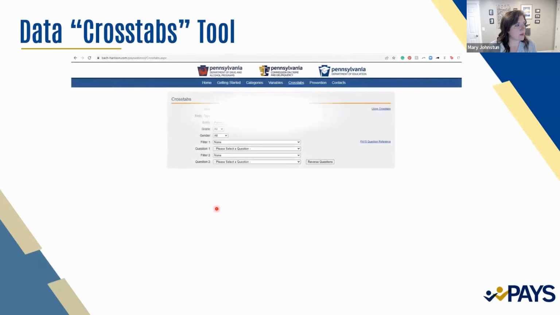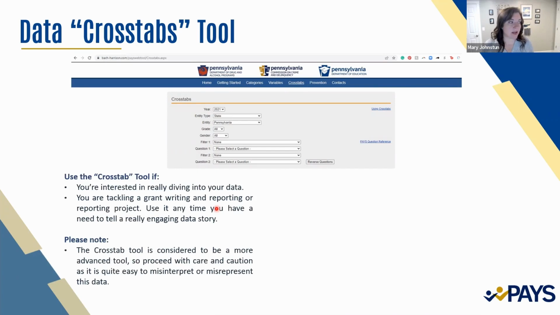Let's look at an example, our shift to the Crosstabs tool. And this is where I'll be spending a good chunk of the time because this is one of the more complex tools. So you're going to use the Crosstabs tool if you're interested in really diving into your data. You don't want to just know how many students experience one thing or another. You want to know about the relationships. What questions relate to others?